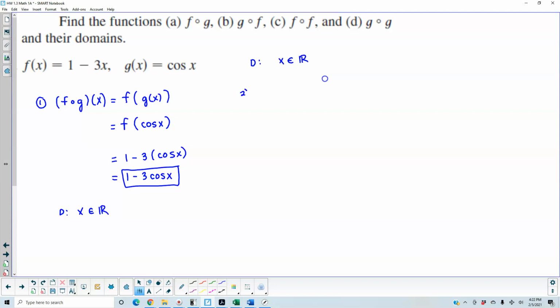Okay, number 2, we want to find g composite f of x. So the definition is g of f of x, where f of x is the input on the function g. So we replace f of x with 1 minus 3x. And now plugging in 1 minus 3x into the function g of x, it becomes the cosine of 1 minus 3x. And the domain of this function is x can be any real number.